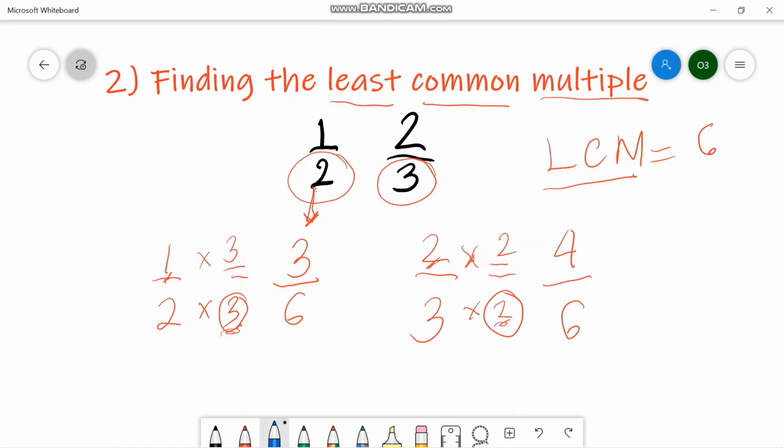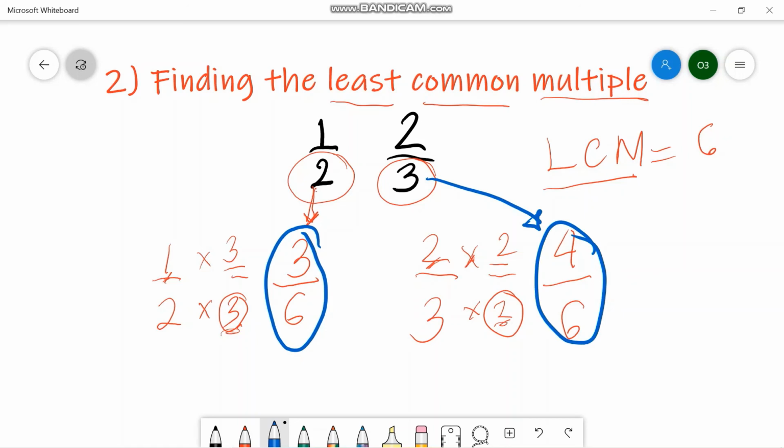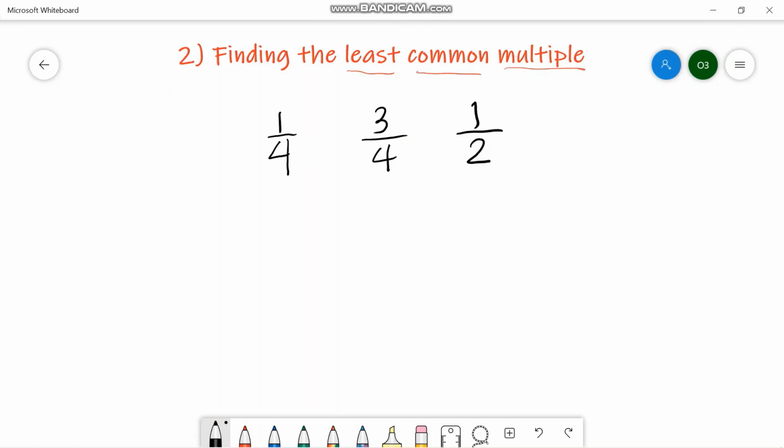So you see that 1/2 is equal to 3/6, and 2/3 is equal to 4/6. Which one is bigger? Is it 4 or 3? Of course, 4 is greater. So it means that 2/3 is greater than 1/2 because 4 is bigger than 3. Okay, let's have another example.